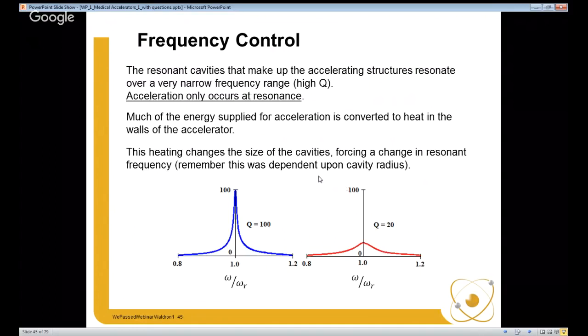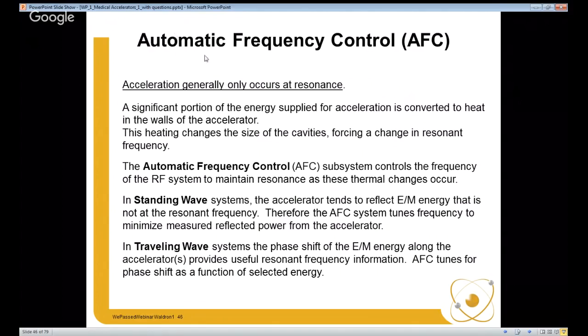Now, what this means is that when we have heating in our cavities, their physical size changes, which means they are now operating at a different resonant frequency. And so my accelerator absolutely has to have some means of maintaining resonant frequency over a range of energy. This is especially true for the standing wave accelerators. So I have to have an automatic frequency control system, and you've probably seen reference to AFC. So acceleration occurs at resonance.